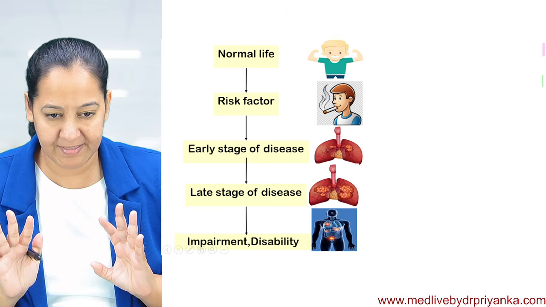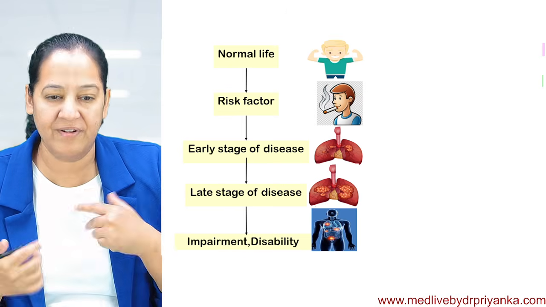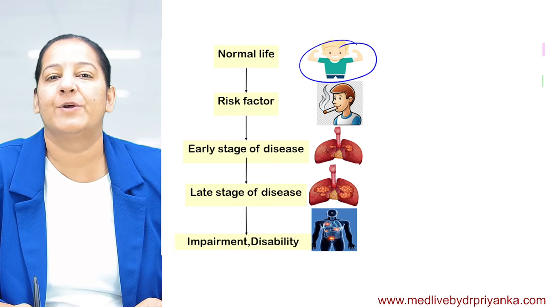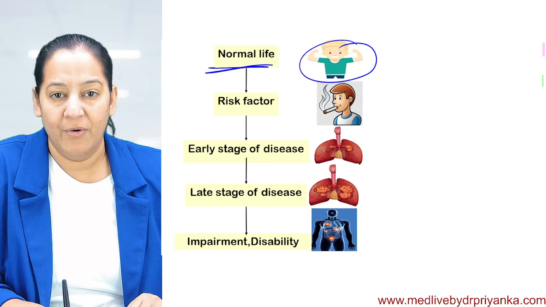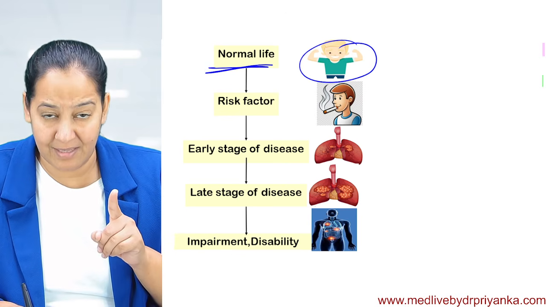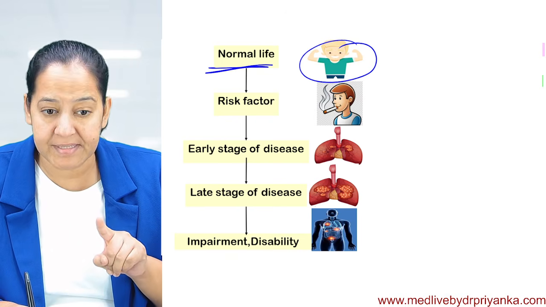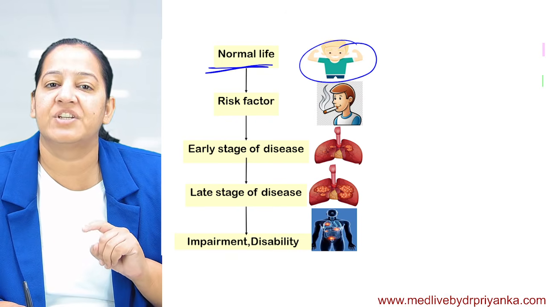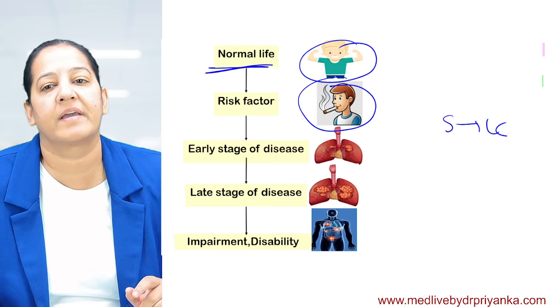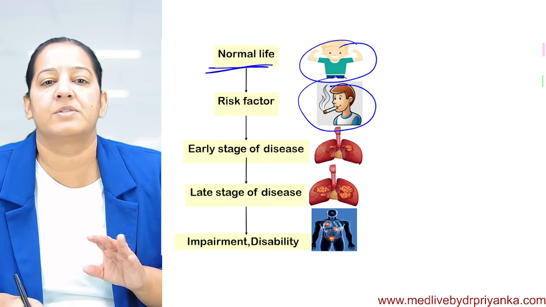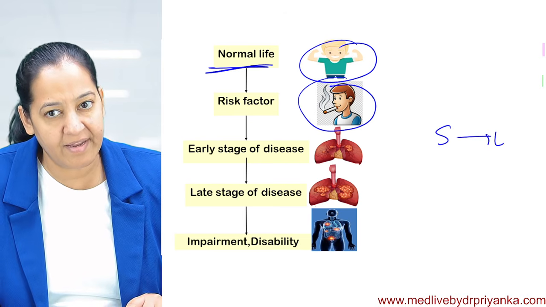Can you see this example? I already taught you this example. We will revise it. See, this person is absolutely healthy. Healthy life. No disease. It's normal life. Okay, now this is a child. The child becomes an adolescent, and at adolescent age, he started smoking. But he doesn't have lung cancer. We all know smoking leads to lung cancer. But he started smoking. So risk factor. So smoking leads to lung cancer.